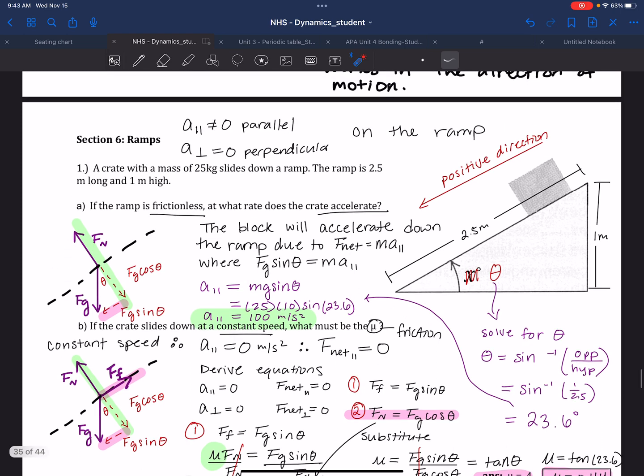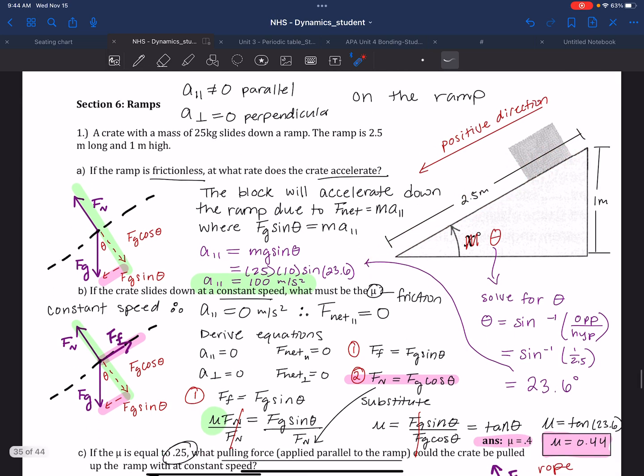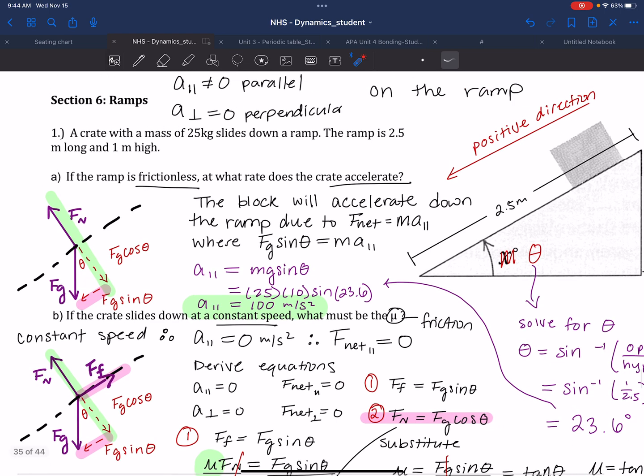So we know that as it's going down the incline, acceleration perpendicular, which is this direction, will be 0. The reason being is that the block travels nowhere in the vertical dimension. However, whenever it's going down the incline, which is parallel to the incline, that means the acceleration will not be 0. So we already know that will have to do with our F net equation. So the block will accelerate down the incline due to F net is equal to ma in the parallel direction.